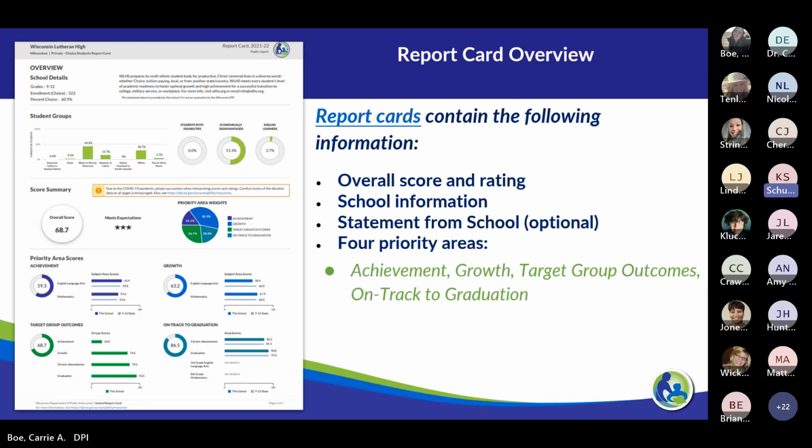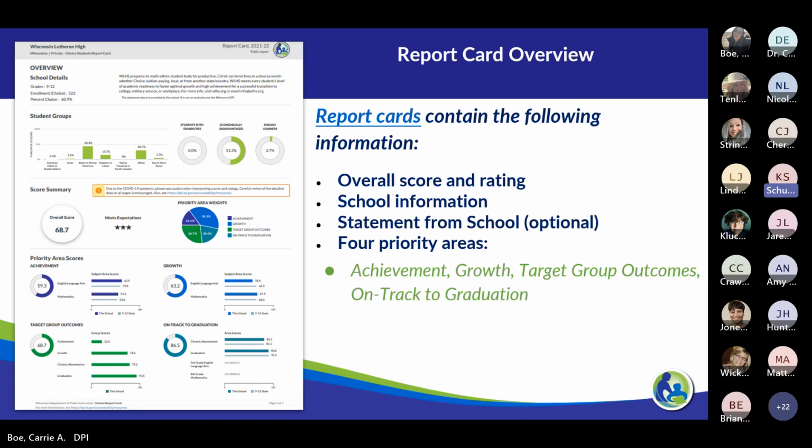You'll also see information about your school and information about the student groups in your school. There's also an opportunity to have an optional narrative statement from your school. And then there'll be more information about those 4 priority areas. And like I said, the 4 priority areas combined, with the weighted average, make up that overall score. So I'm going to talk just a little bit about each priority area so you get a better sense of the different areas that combine to make up your overall score.